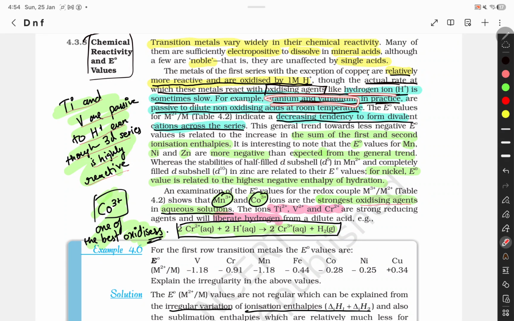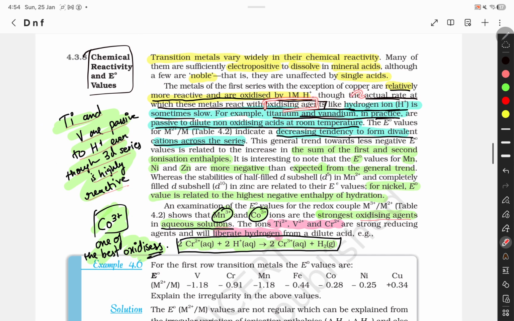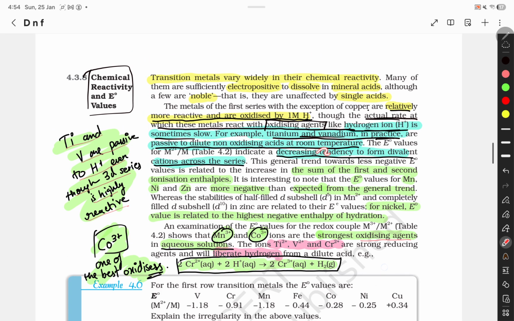For example, titanium and vanadium in practice are passive to dilute non-oxidizing agents at room temperature. Titanium and vanadium are passive to H+, even though 3d is highly reactive. Okay, it's because the actual rate is different. We know it's supposed to be reactive, but the actual rate is different.